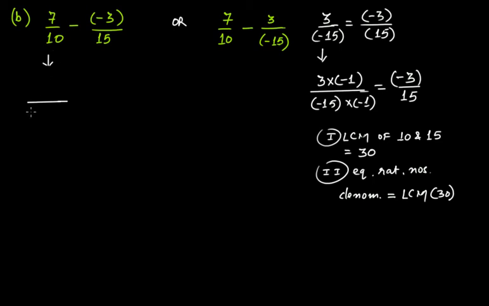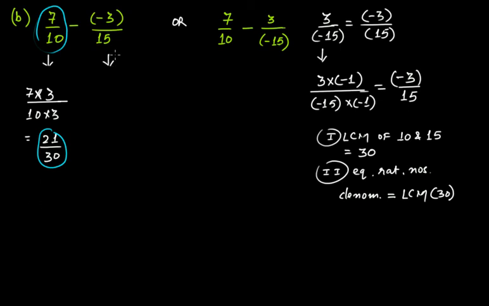So find the equivalent rational number of this rational number such that its denominator becomes 30. So 10 times 3, right? If you multiply 10 with 3, the denominator becomes 30. So since we have multiplied the denominator with 3, you have to multiply the numerator also with 3. So this becomes 21 over 30. This 21 over 30 is the equivalent rational number of 7 over 10 having the denominator as 30.